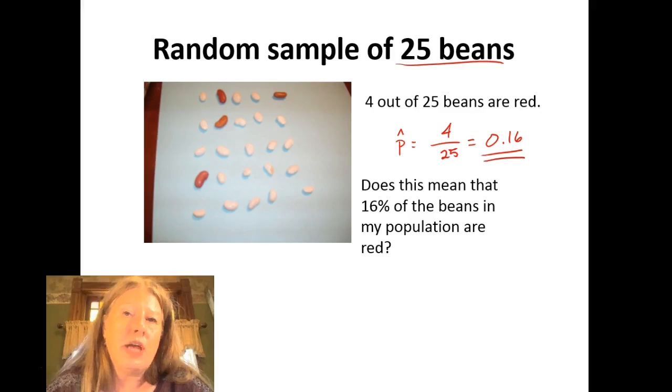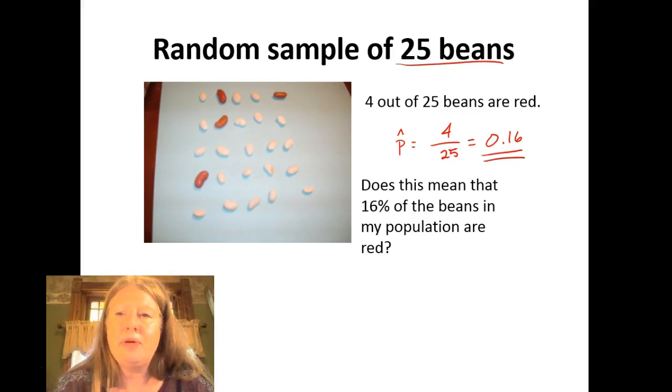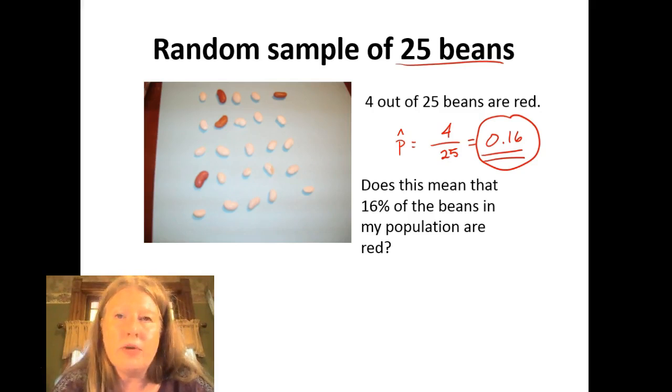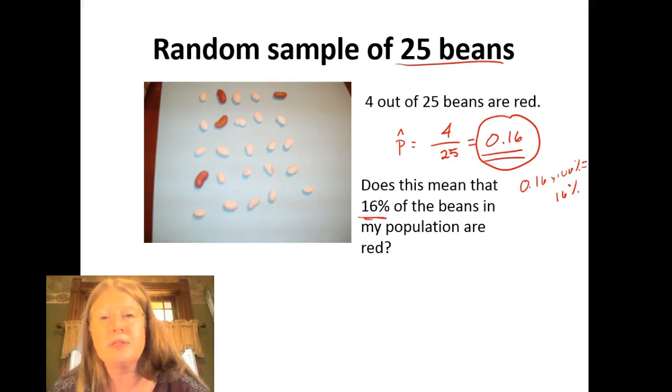Ideally, in this particular chapter, we want you to keep these proportions in the form of decimals. Certainly though, if we wanted to, we could report that as a percentage. So 0.16 times 100% would give us 16%. So we could talk about this in terms of percentage or proportions.